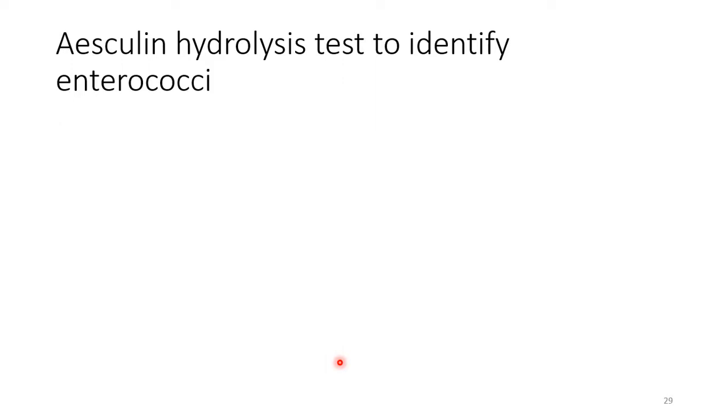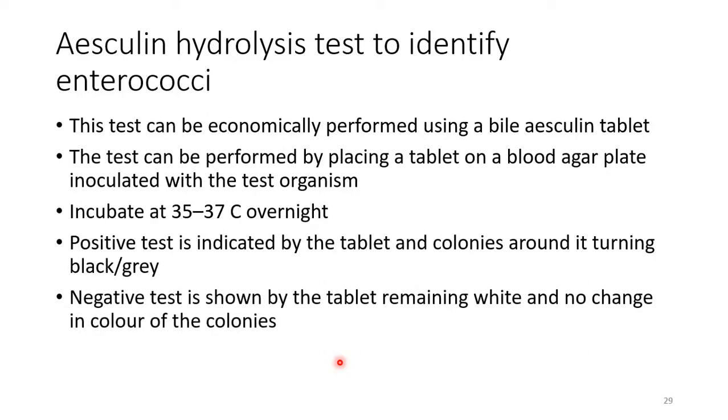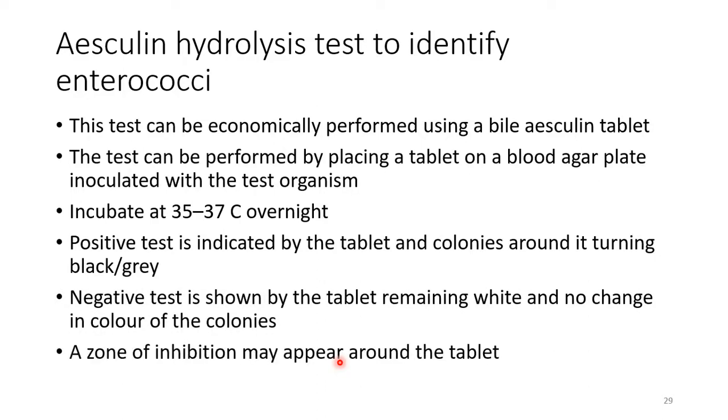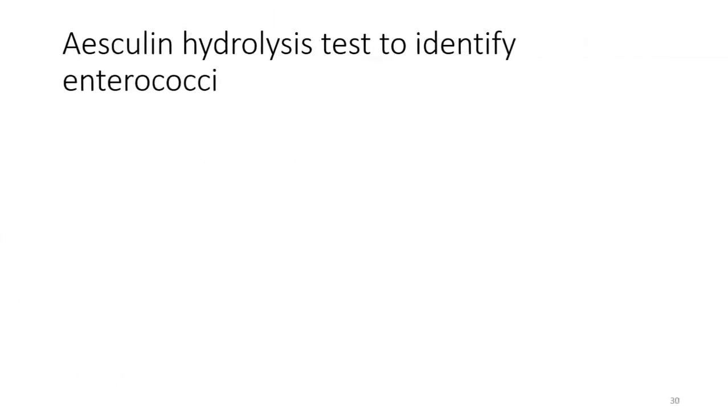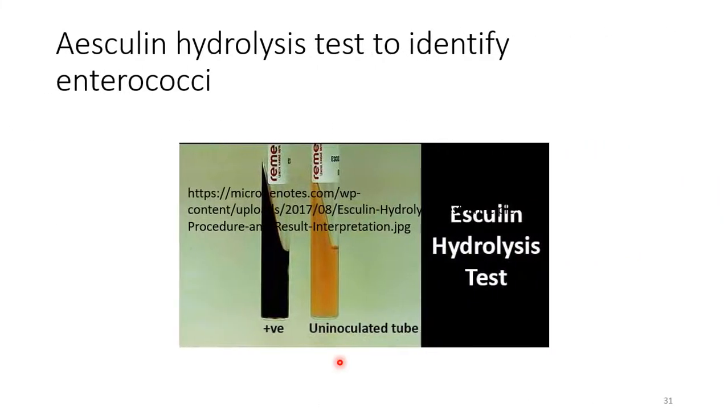Another test, esculin hydrolysis, is also used as an alternative to the bile esculin agar, which is basically very costly, and this is a cost effective and cheap test. Easily identifiable organisms, enterococci especially, can be identified by performing this test.